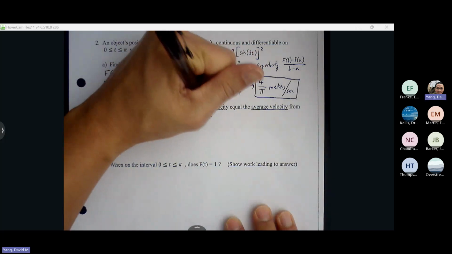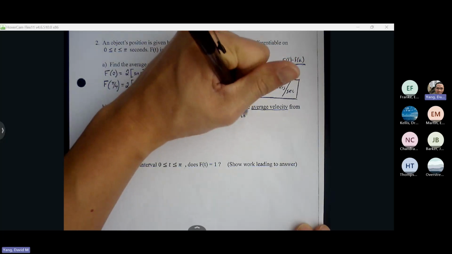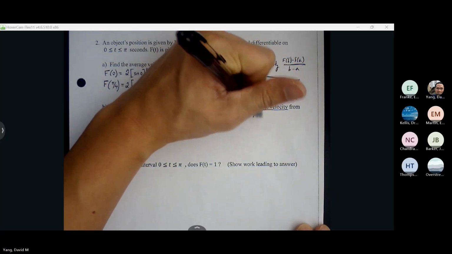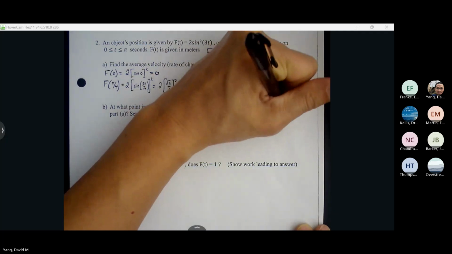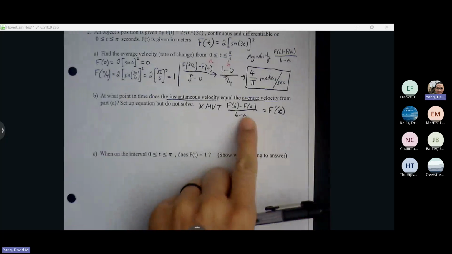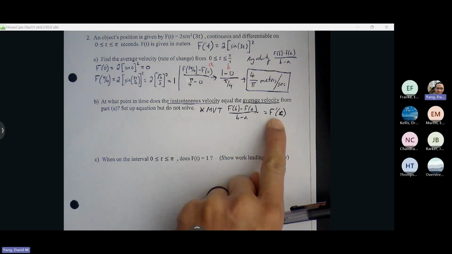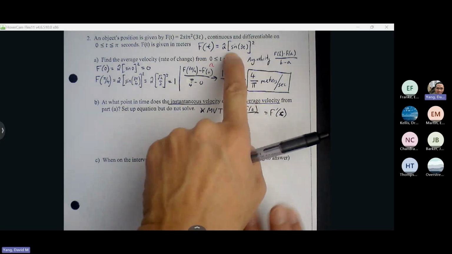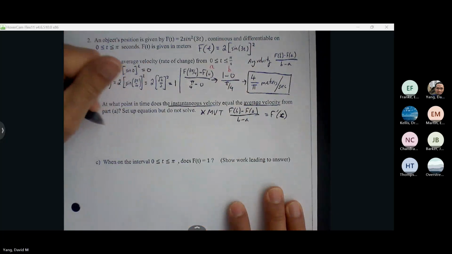But let me just set up what we're doing with mean value theorem here. We already have most of it. So we have this piece, right? We have the slope. We just need to find the derivative, which in this case is the velocity. So to find the derivative, we have to go through chain rule here, outside, inside.